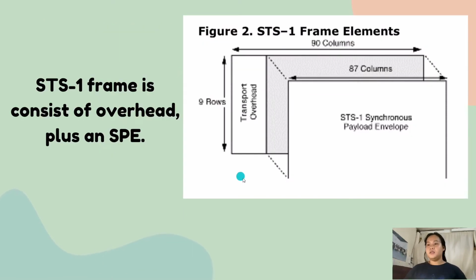The frame elements consist of the transport overhead plus an SPE, or synchronous payload envelope. The first three columns of each STS-1 frame are made up of the transport overhead, and the last 87 columns are made up of the SPE.